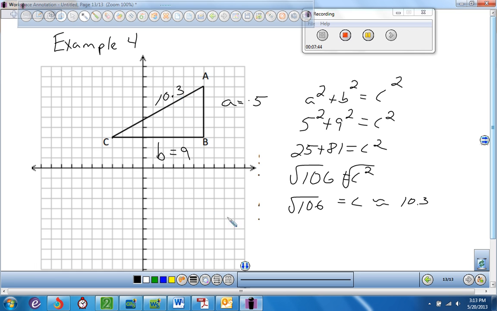So the distance between C and A, or the hypotenuse, whichever way you want to look at it, is 10.3. So to find the perimeter, we just add those up. So we'd add 9 plus 5 plus the 10.3. So we end up with the perimeter of 24.3.